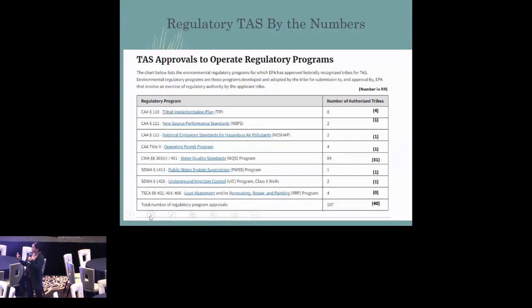This is a little bit difficult to see, but I wanted to highlight the number of TAS approvals nationwide for the various different programs. The number in parentheses is the one for Region 9. There are 84 tribes nationwide that have TAS for 303. 31 of them are in Region 9.